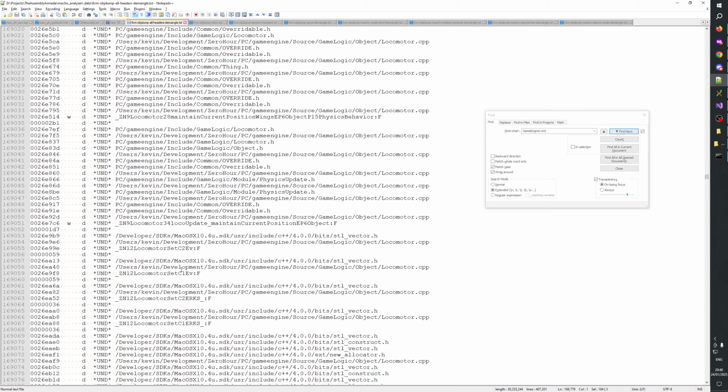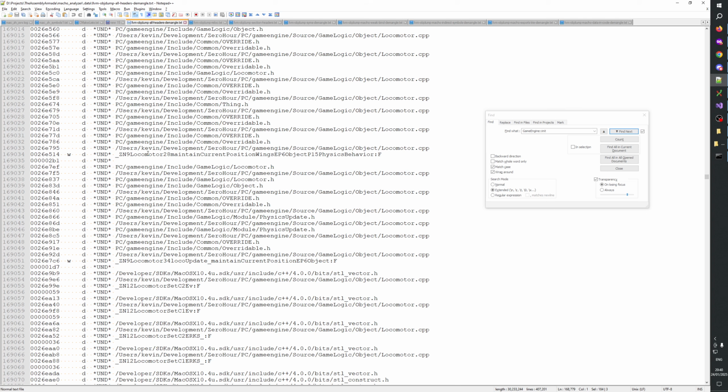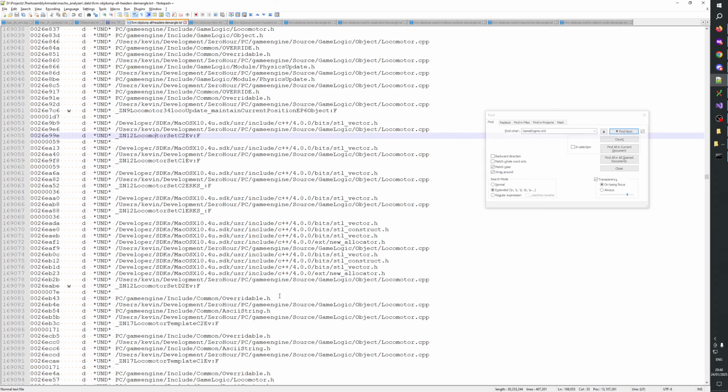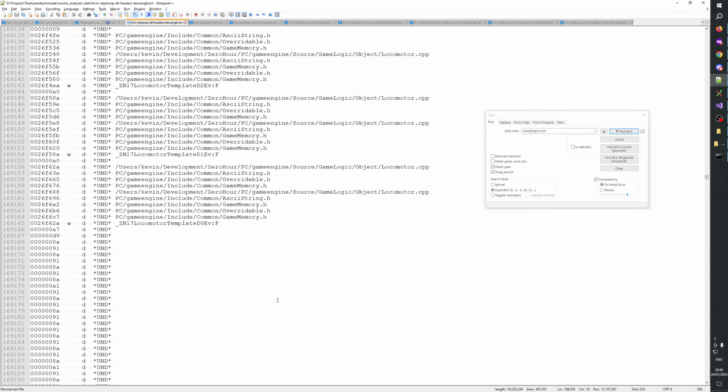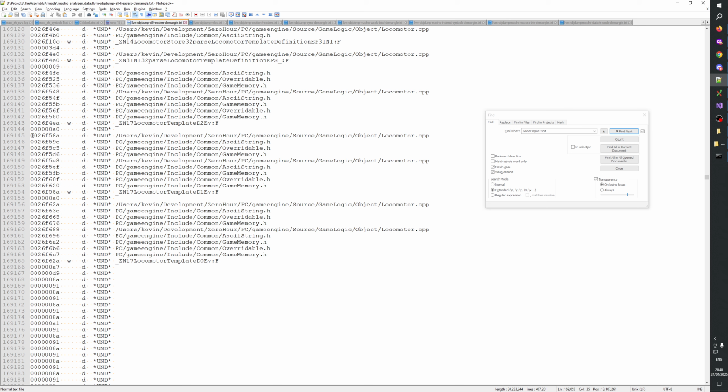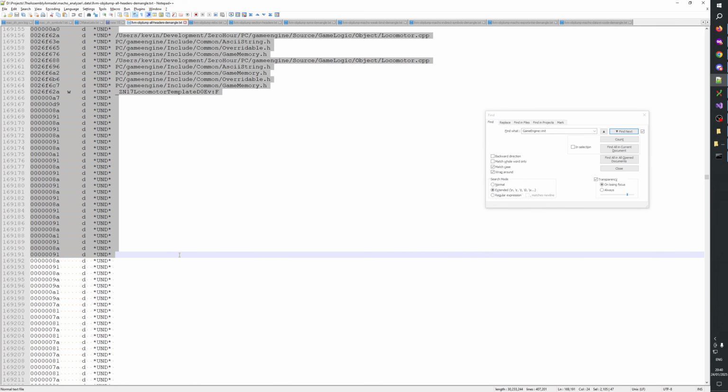Here, locomotor set. Good. So here's locomotor. Still locomotor here. And then there's something. There's a locomotor set. Okay, no, that doesn't help. Let's keep on looking. Locomotor store. Oh. Okay, that doesn't help much. Okay, actually, let's do the following. Let's take this block.